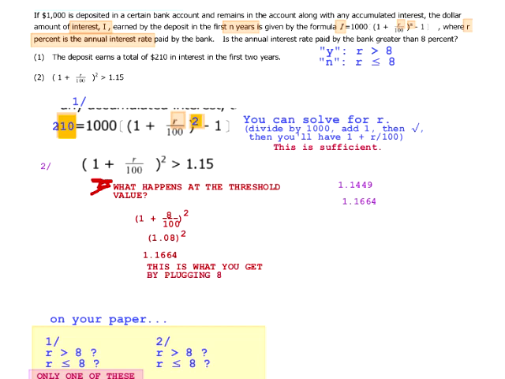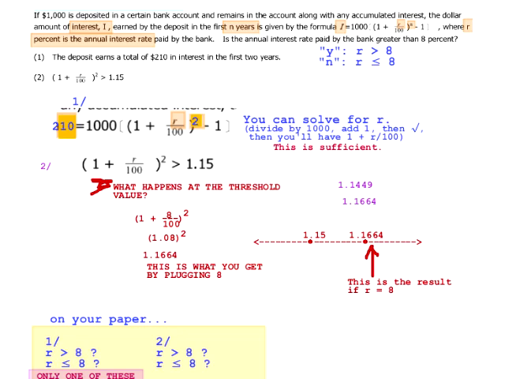So let's think about this on a number line, because this is actually going to be not sufficient. We're going to have to revisit the other approach there. Okay, here's a number line. The point is, here's 1.15, and here's 1.1664. This is what you get by plugging in 8. This is the result if R is actually equal to 8.